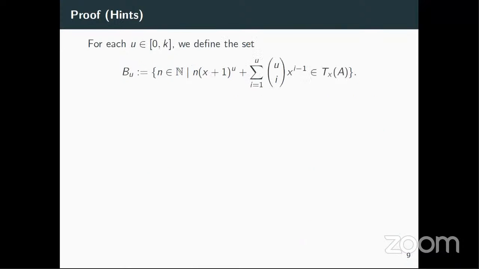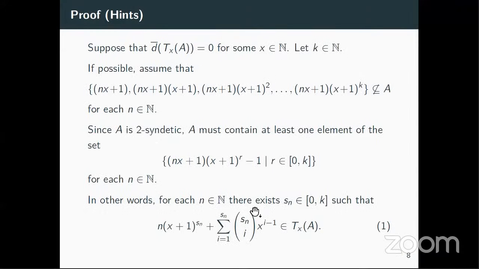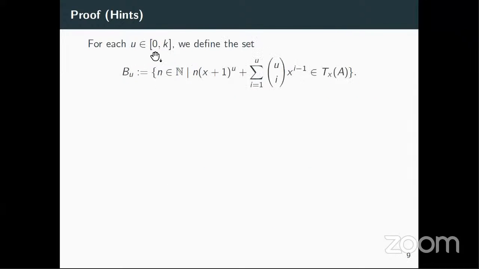Now, for each u from 0 to k, we have this condition, and we define this set. Once we define this set this way, B_u is nothing but those natural numbers such that this expression lies inside T_x of A. Once we define B_u this way, it's clear that the union of all B_u is going to be the set of all natural numbers.